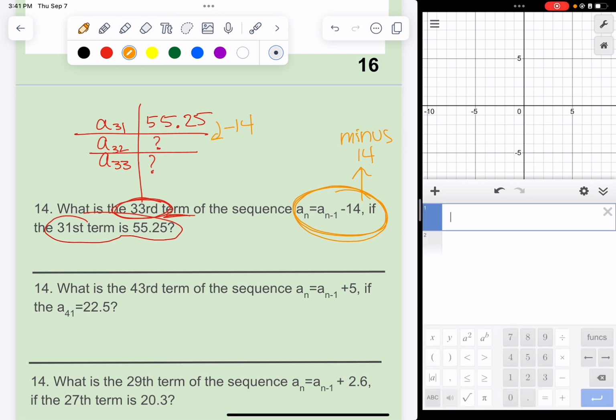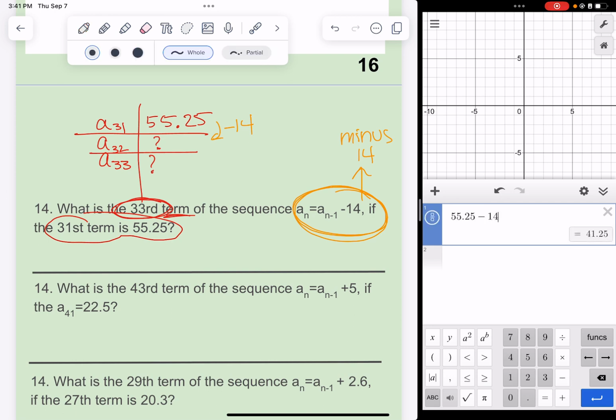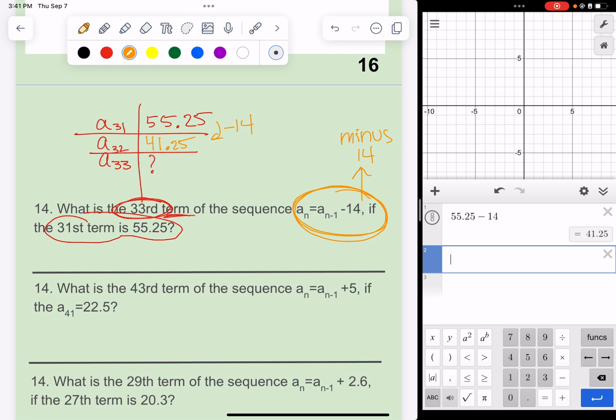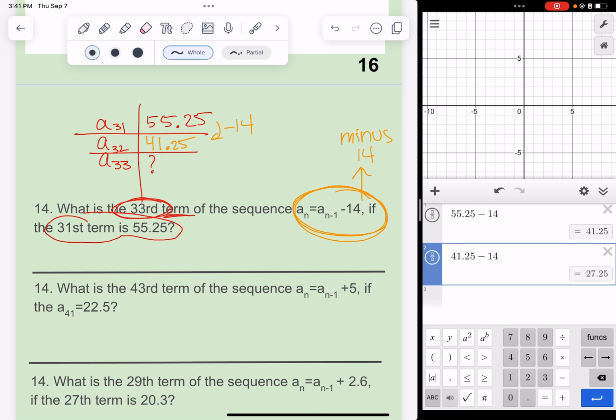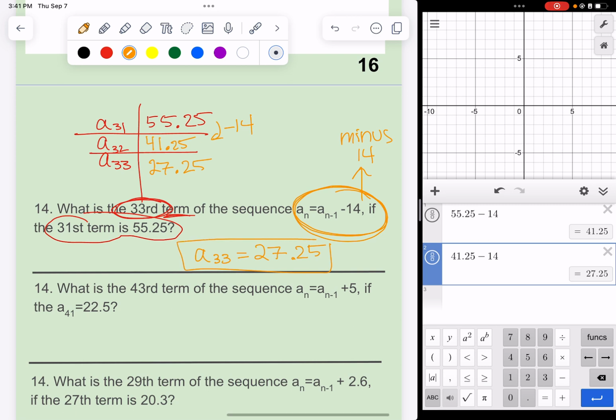You can do it in Desmos. I haven't been showing y'all the math, my bad. 55.25 minus 14 is 41.25. And then you do it again, 41.25 minus 14 again, and that should give you 27.25. So A33 is equal to 27.25. You just have to work backwards from the question, from what they give you.